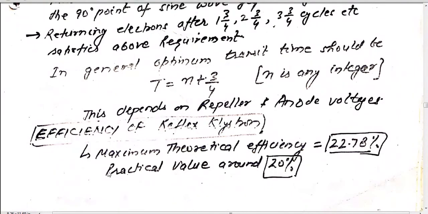Also, in the performance characteristics of this reflex Klystron, the frequency range is 4 to 200 gigahertz. Output power is 1 milliwatt to 2.5 watt. Tuning range is 5 gigahertz at 2 watts to 30 gigahertz at 10 milliwatt.